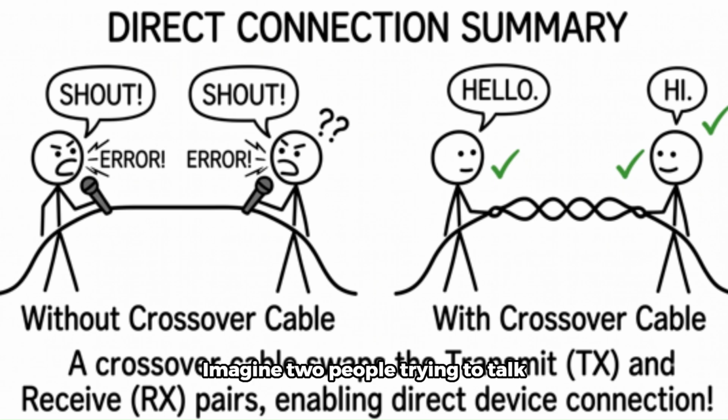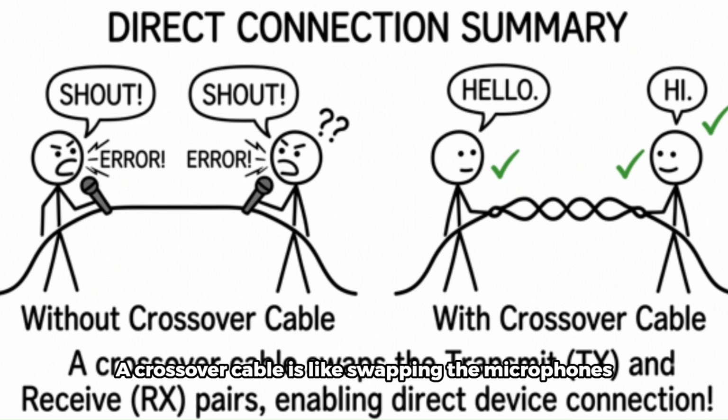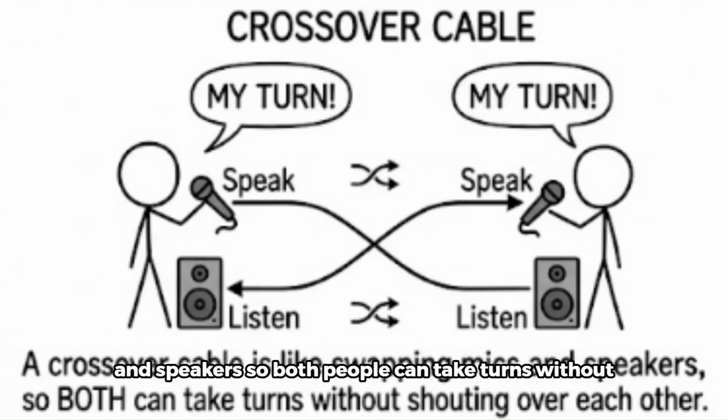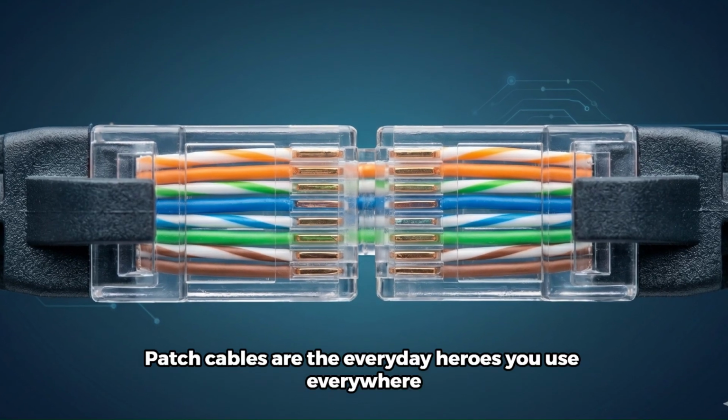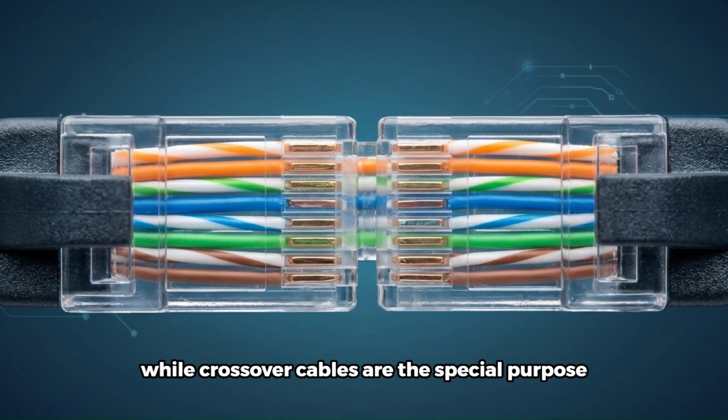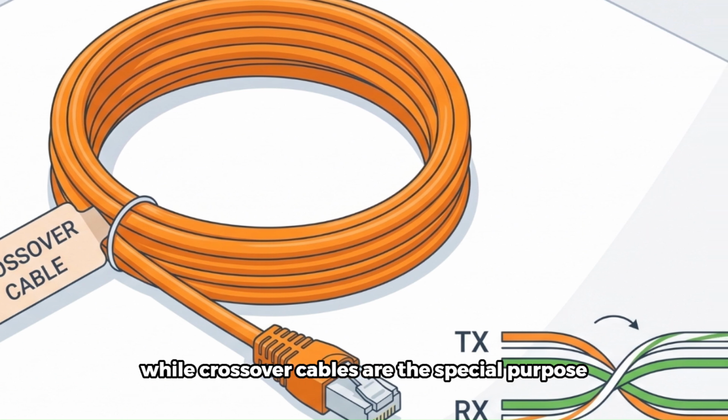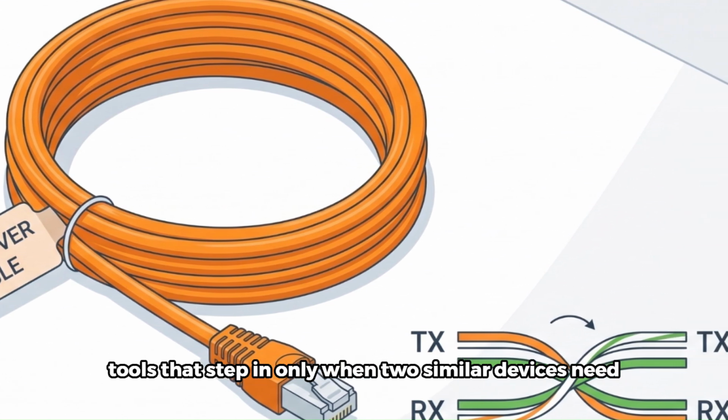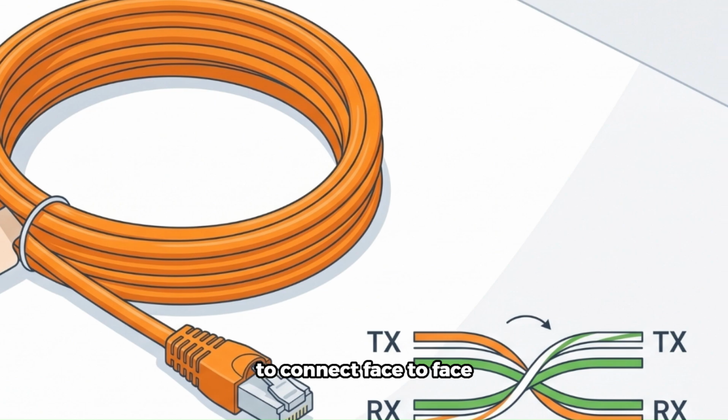Imagine two people trying to talk. A patch cable is like a phone line where one person talks and the other listens. A crossover cable is like swapping the microphones and speakers, so both people can take turns without shouting over each other. Patch cables are the everyday heroes you use everywhere, while crossover cables are the special purpose tools that step in only when two similar devices need to connect face-to-face.